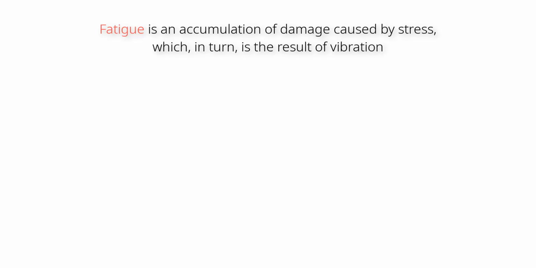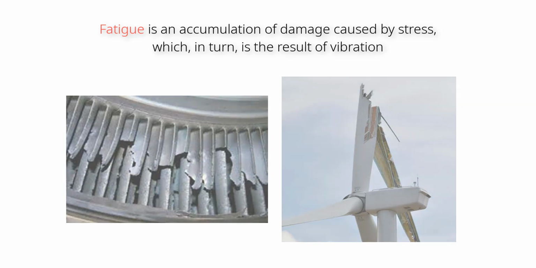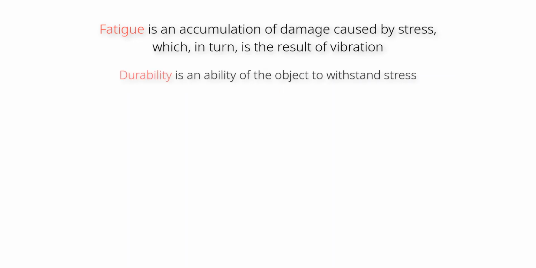And before we go to fatigue damage spectrum, I need to explain what fatigue is. Fatigue is an accumulation of damage caused by stress, which is the result of vibration. The accumulation of damage changes the properties of the object, causes the appearance of cracks, and eventually destroys the object. The ability of the object to withstand stress is called durability.